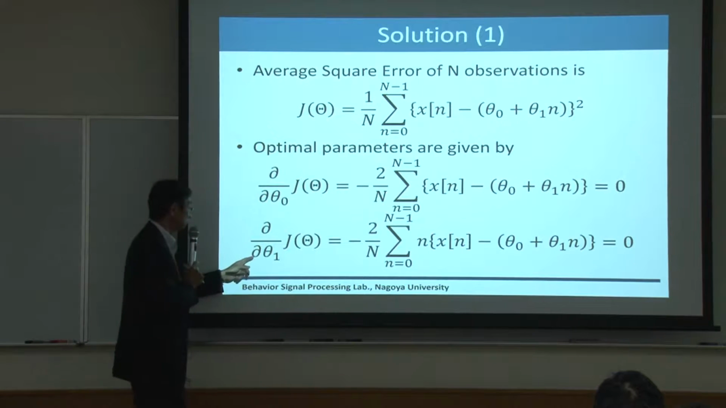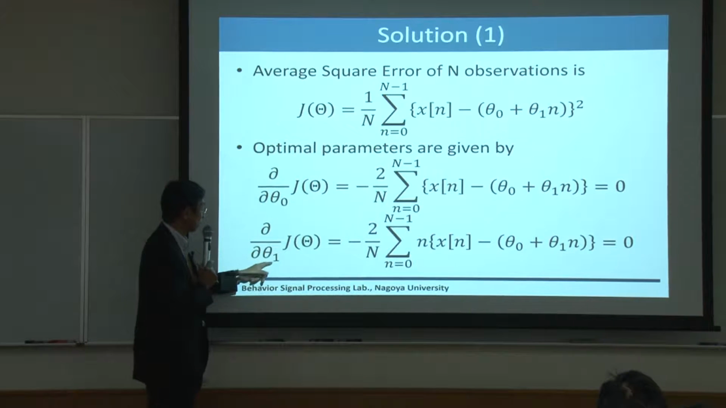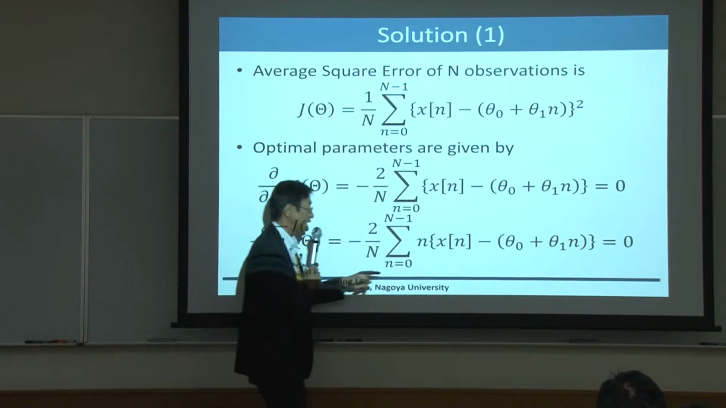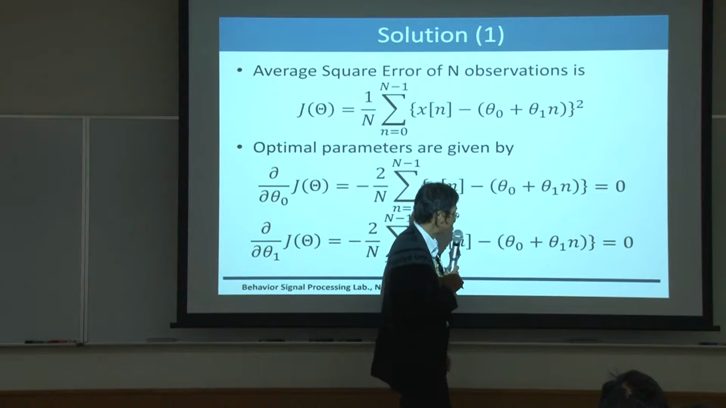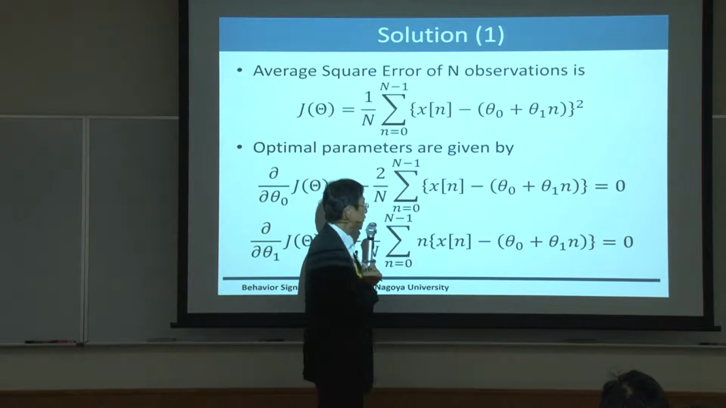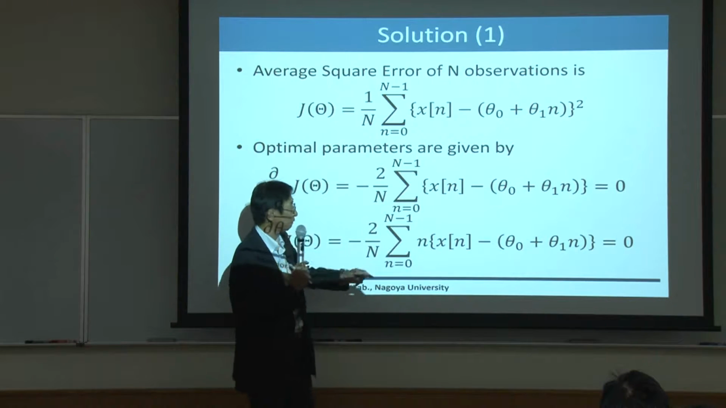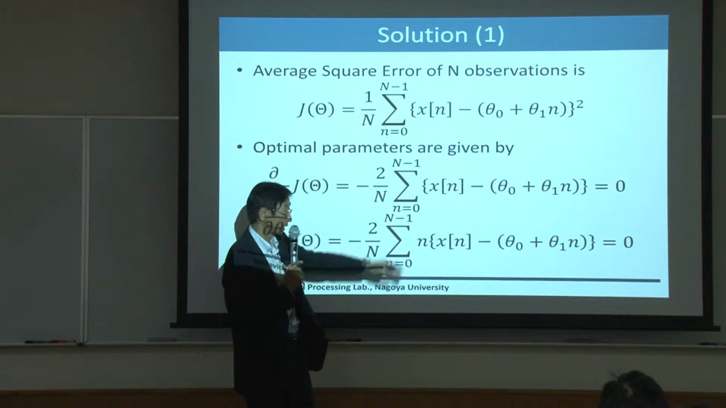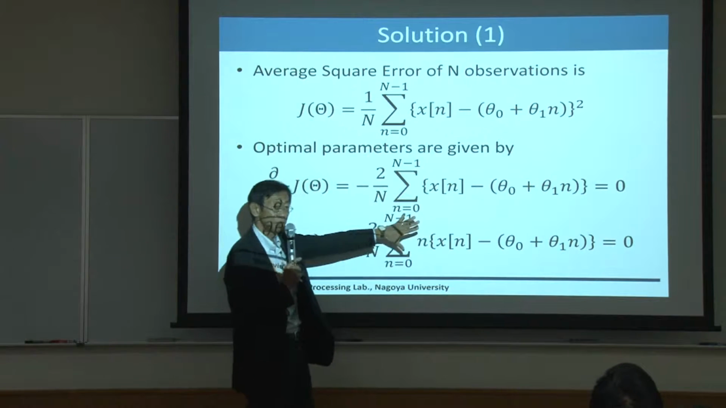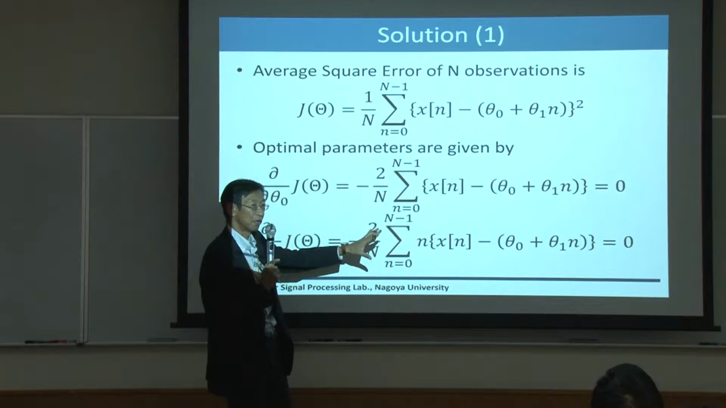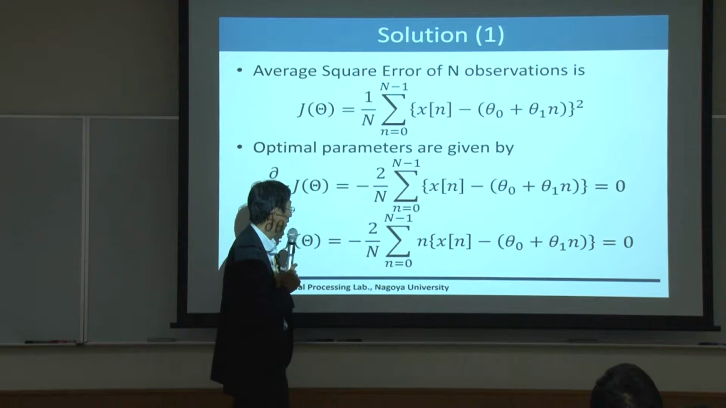And also, if you take the derivative with respect to theta 1 and do the same thing, this gives you the optimal theta 1. Of course, we have two variables. Therefore, we can simultaneously solve these two equations. That is a simple linear equation problem.